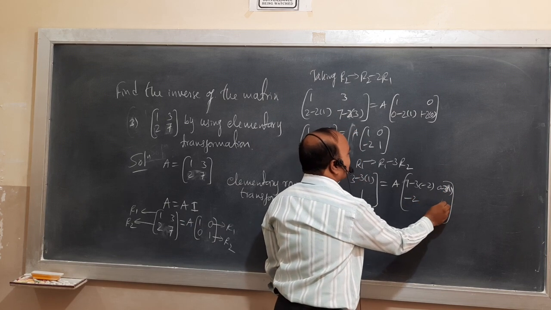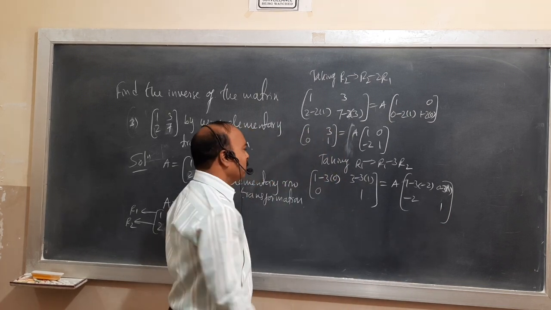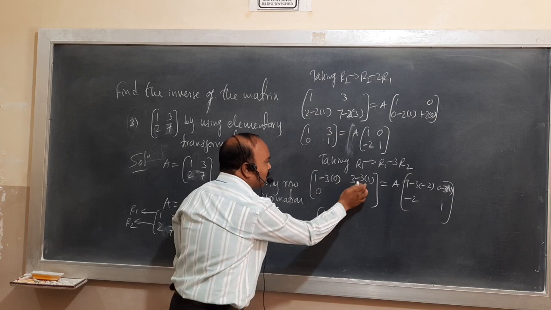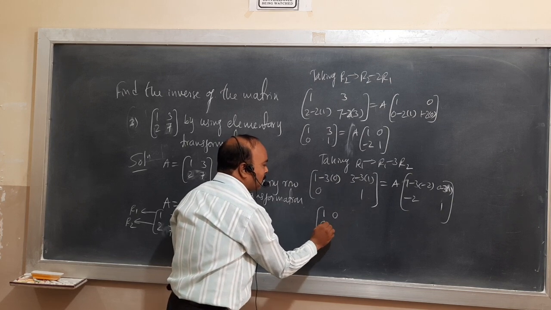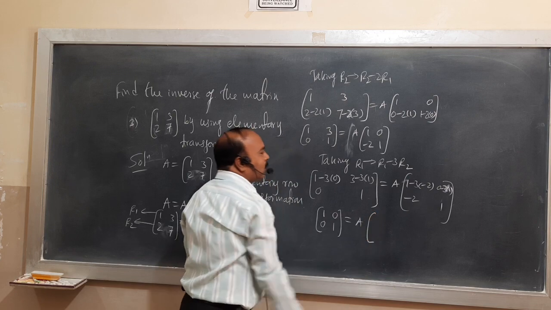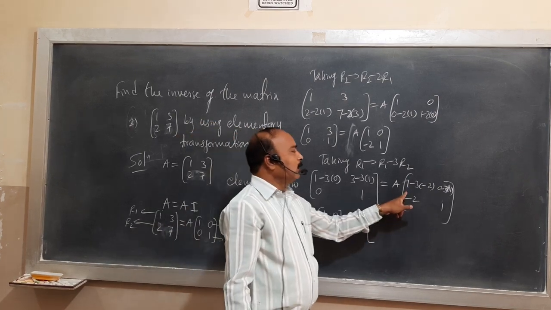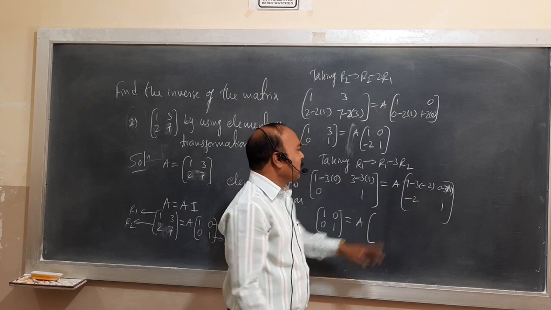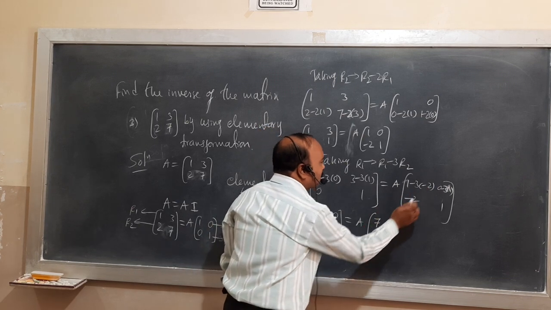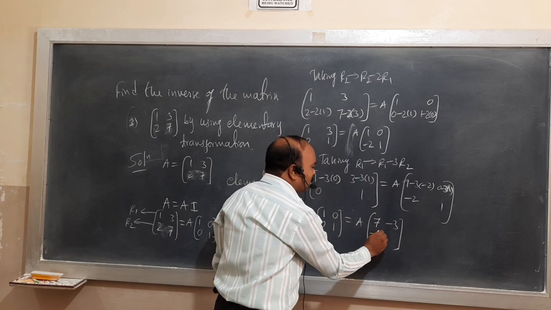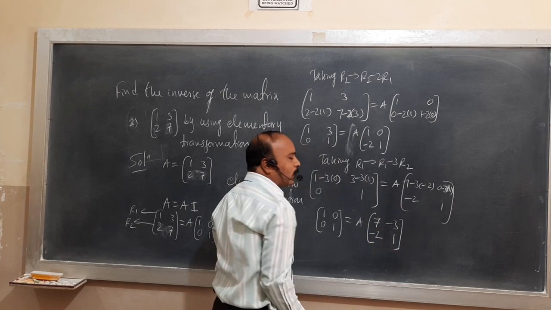Second row as it is: minus 2, 1. Now we get 1 minus 0 is 1. 3 minus 3 is 0. It is 0, it is 1. Right hand side is A into, it is 3. 1 minus 3 into minus 2 is plus 6. 1 plus 6 is 7. 0 minus 3 is minus 3. It is minus 2. It is 1.